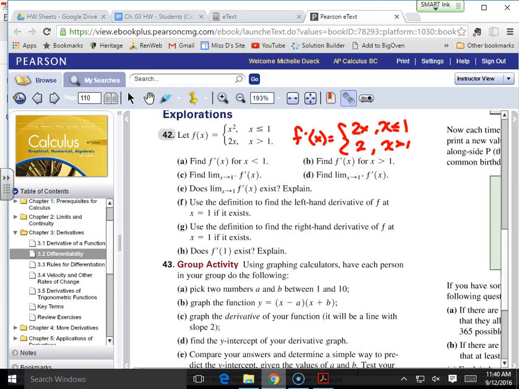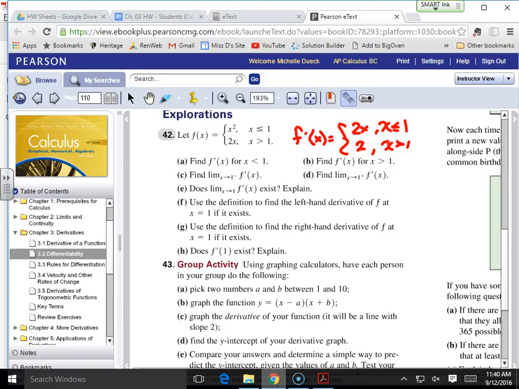There is a slight dilemma though. Does anybody know what the slight dilemma is? The derivative matches up, but the original is not continuous at 1. Because coming from the left it's 1, and coming from the right it's 2. The function is not differentiable.